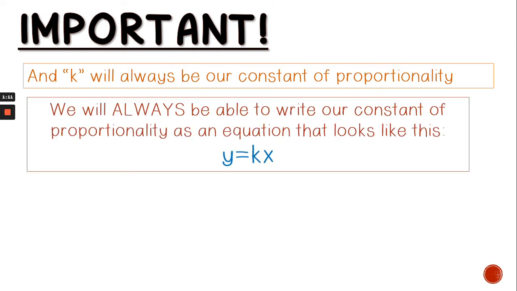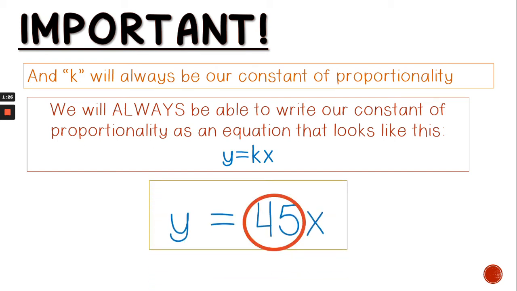We will always be able to write our constant of proportionality as an equation that looks like this: y equals kx, where x is your input, y is your output, and k is what it's changing by. For example, if I have y equals 45x, then k would be equal to 45. If it asks, what is the constant of proportionality? The answer would be 45. The equation section should be the easiest because it's the number that's there. And if you see 45x plus 3, that means it's not proportional. The only way it's proportional is if it's y equals a number times x.